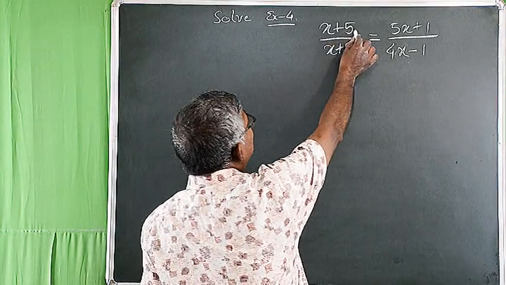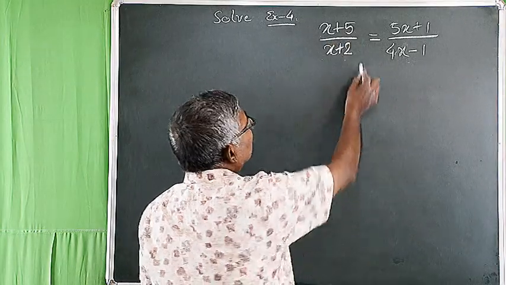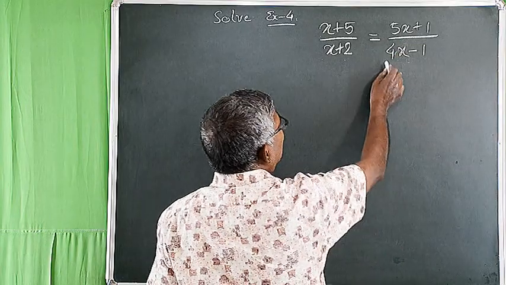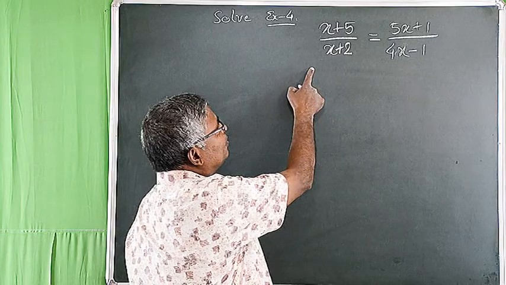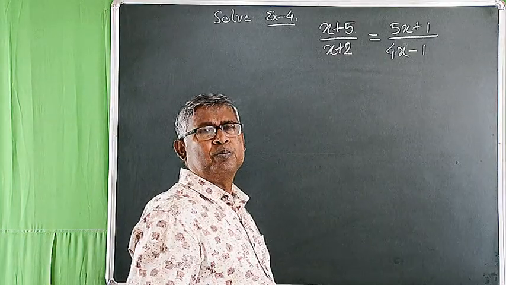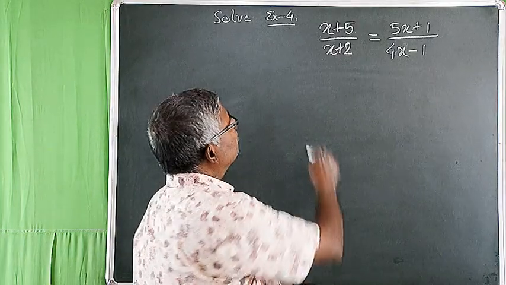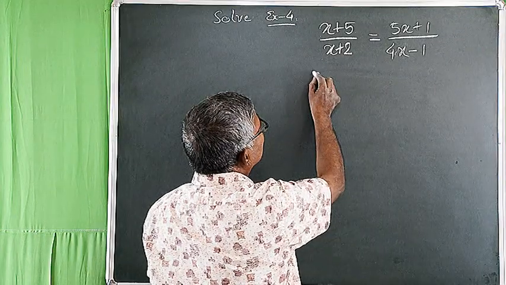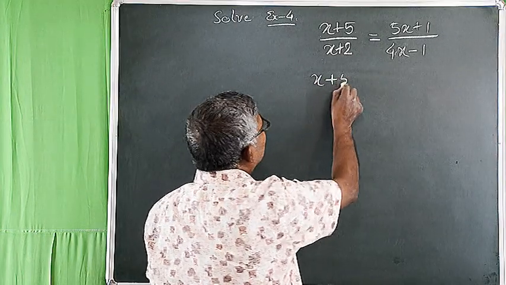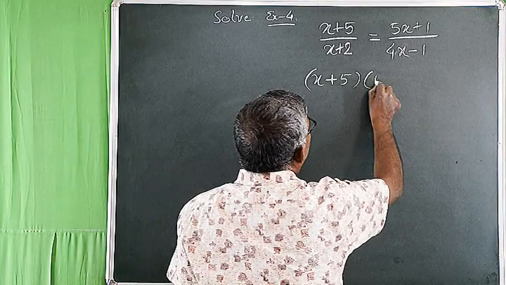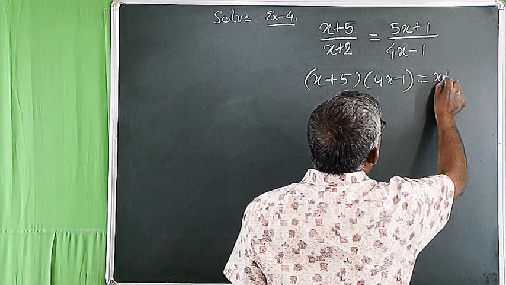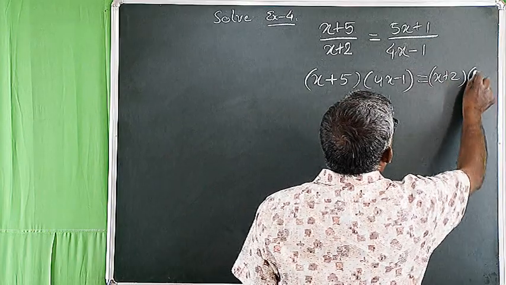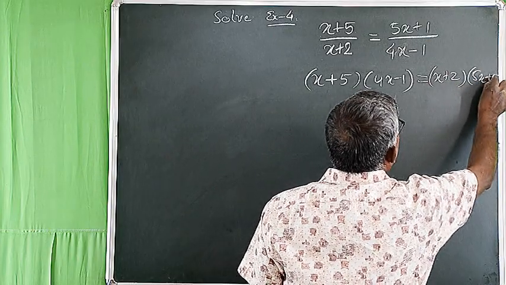(x + 5)/(x + 2) = (5x + 1)/(4x - 1). Here, see, the equation given is not in standard form. So using cross multiplication we get (x + 5)(4x - 1) = (x + 2)(5x + 1).